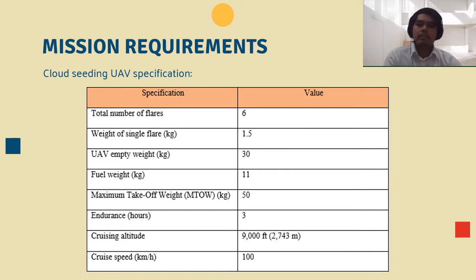So these are the mission requirements for this project. The first part is the cloud seeding UAV specification. The total number of flares is 6. The weight of a single flare is 1.5 kg. The UAV empty weight is 30 kg. The fuel weight is 11 kg. The maximum takeoff weight, or MTOW, is 50 kg. The endurance is 3 hours. The cruising altitude is 9,000 feet or 2,743 meters. And finally, the cruise speed is 100 km per hour.